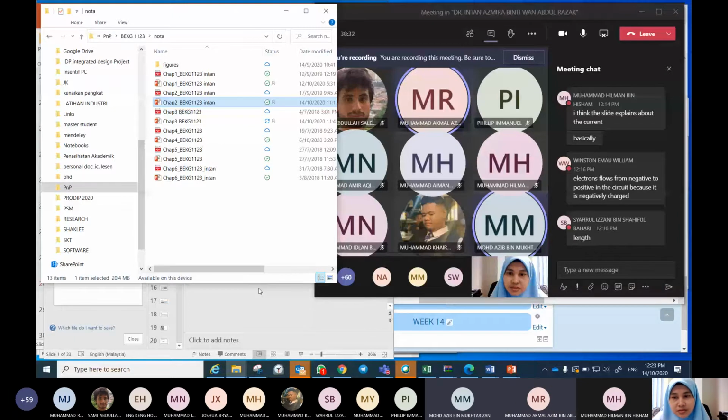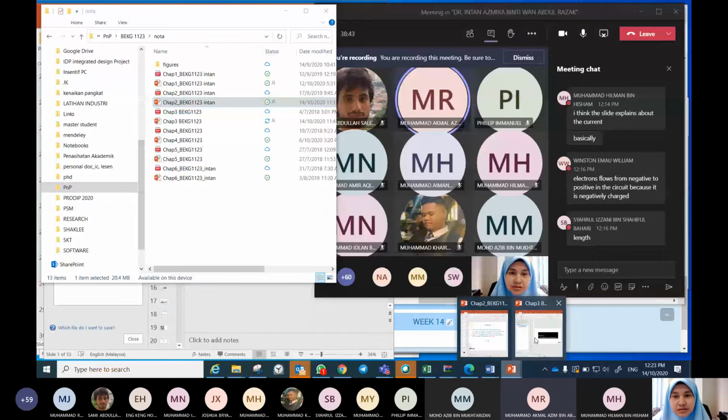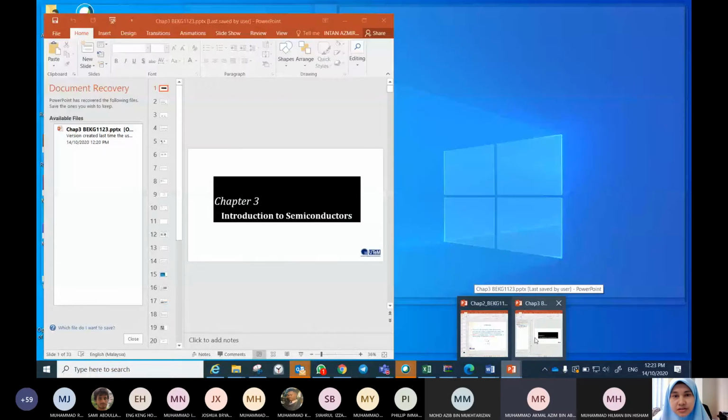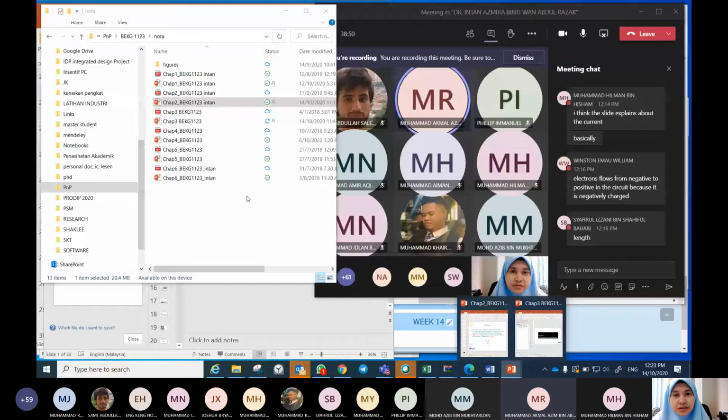Yes. We always talk about electric current, the flow of current. That's why in our slide, in engineering, we always use current flow, the conventional flow of current, right? Actually, they differ in terms of electron and current. The flow of electron is opposite to the flow of current.